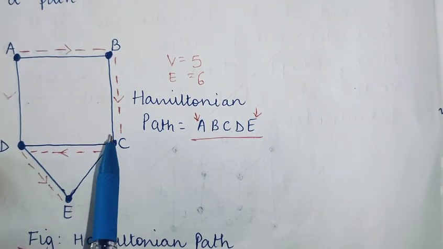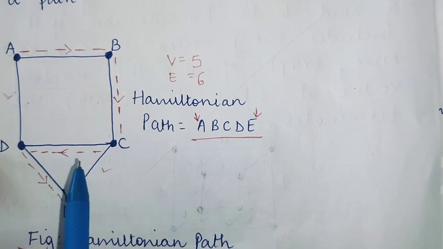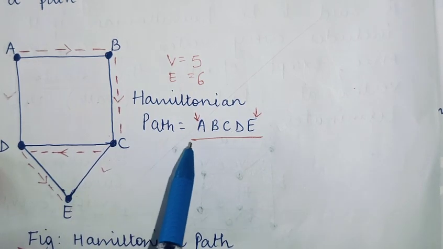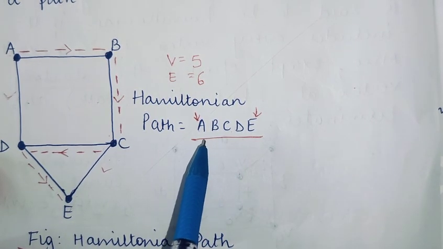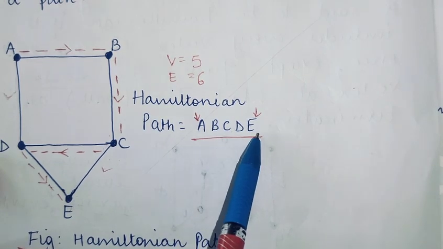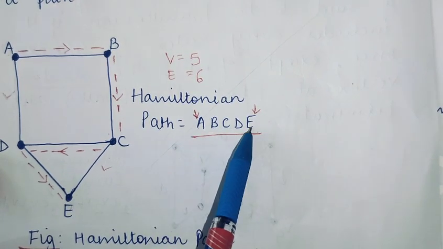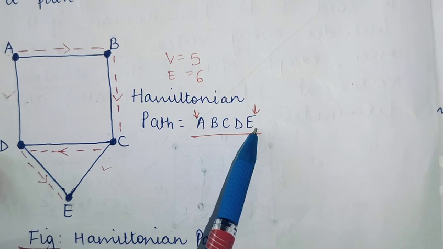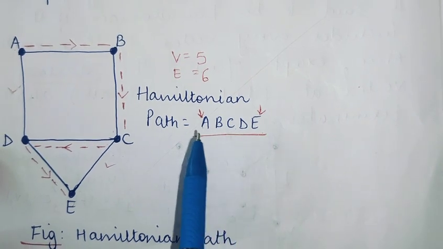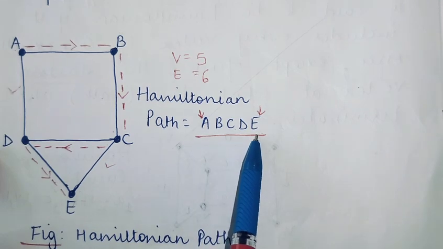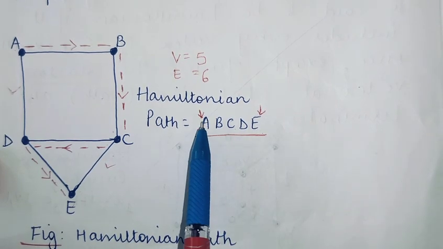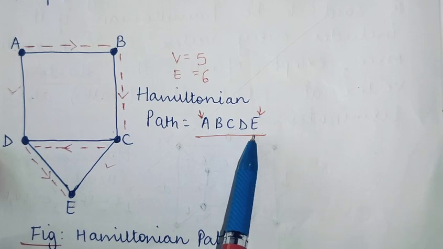There is no compulsion on covering all the edges, but there is a compulsion on covering all the vertices. So clearly all the rules have been satisfied. The starting and ending vertices are different. All the vertices have been visited and no vertex has been visited more than once. So I can say that this graph contains a Hamiltonian path and the path is A, B, C, D, E. Right?